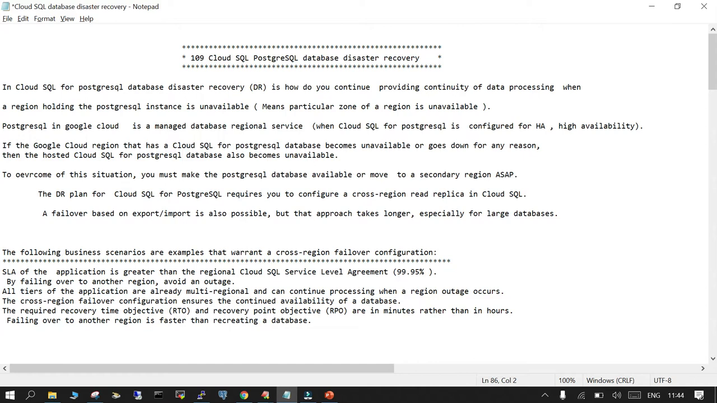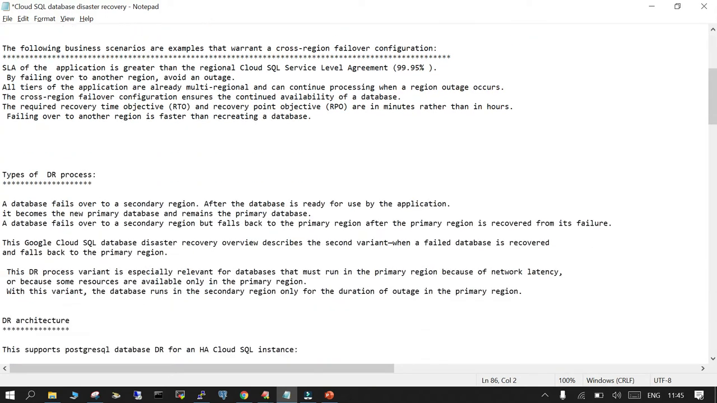So you need to talk about the required recovery time objective, which is RTO, and recovery point objective, RPO. If your RTO and RPO are in minutes, as is the requirement for the business application, and you cannot hold it for hours, then failing over to another region will be better, which will be faster than recreating a database. That may take its own time depending upon several factors.